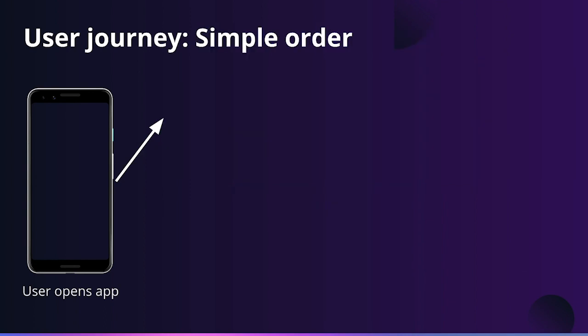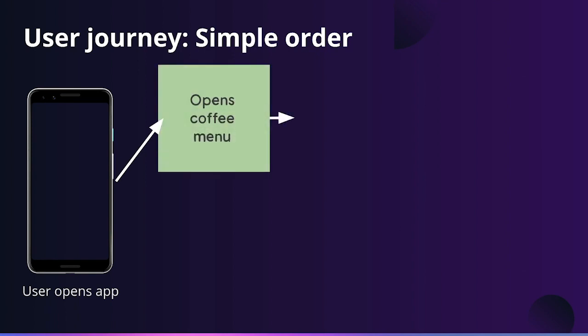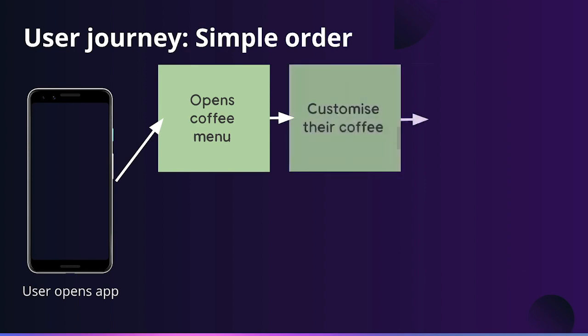So now we want to look at a simple order flow. How would you buy something on an e-commerce site and use that as inspiration? We've looked at a coffee machine. Let's see other ways of doing this. So user opens a coffee menu. User customizes the coffee that they've chosen.